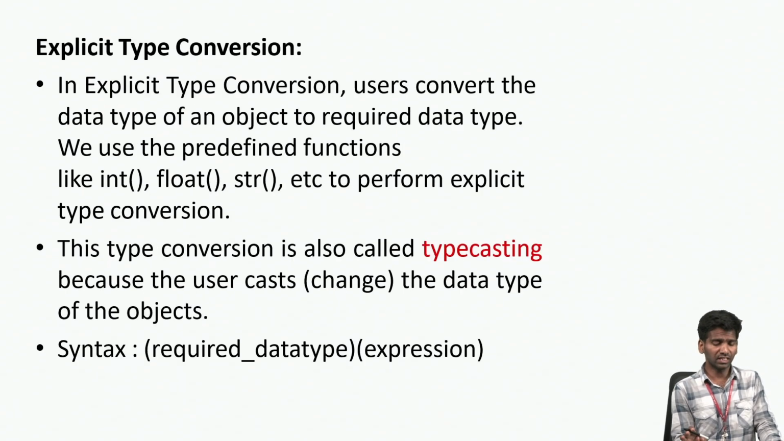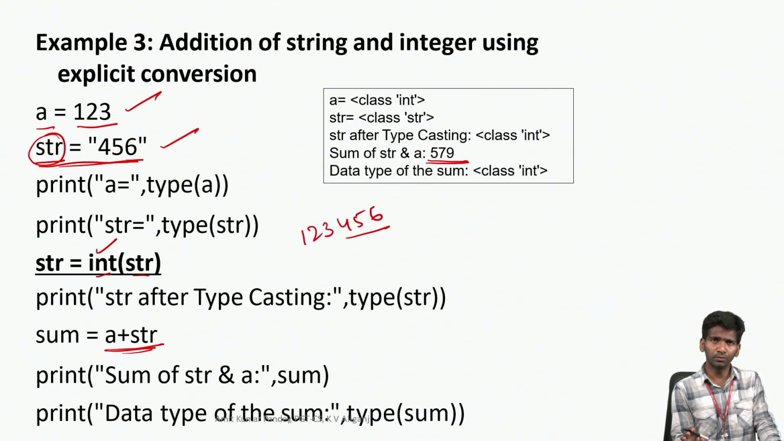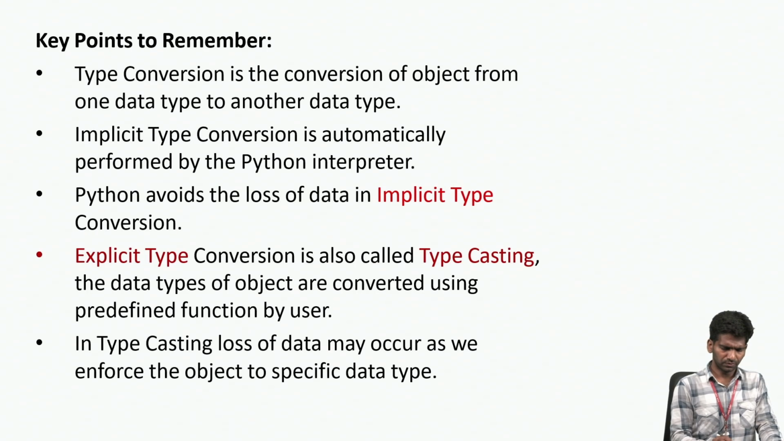But if strings are getting involved, we need to do the conversion manually. That conversion is called explicit conversion. While doing explicit conversion, it is also called typecasting, since we are converting them.